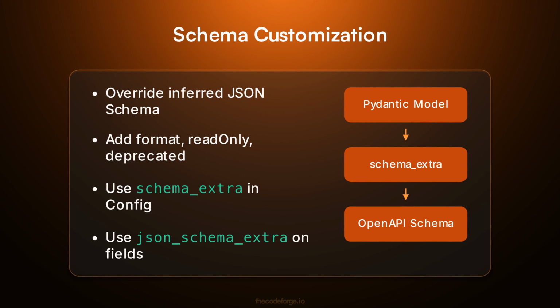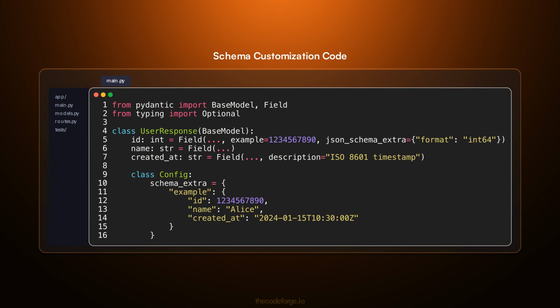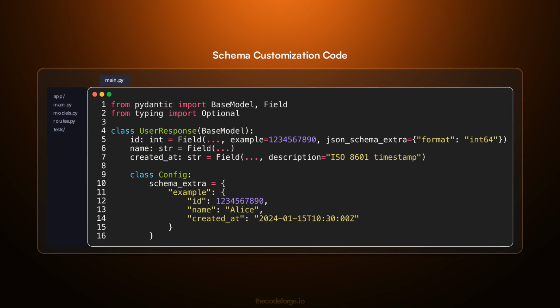Sometimes you need to override or extend the schema. Use schema extra in the model's config class or json_schema_extra on individual fields to add custom attributes like format or example. This model adds a format int64 to the id field and a model-level example. The generated OpenAPI schema will include these customizations.